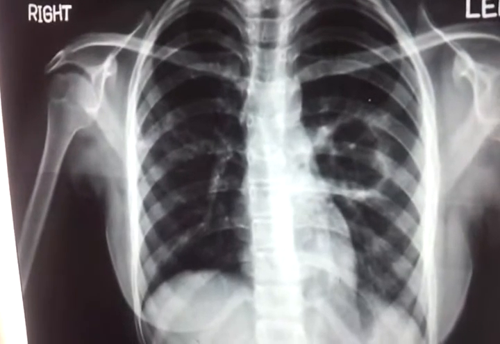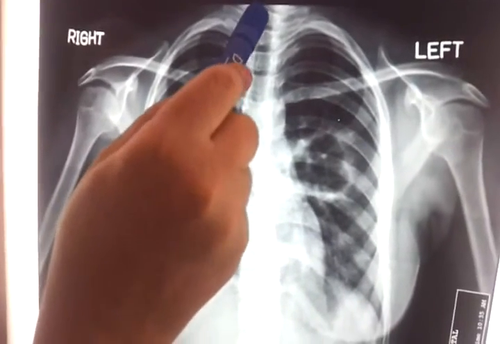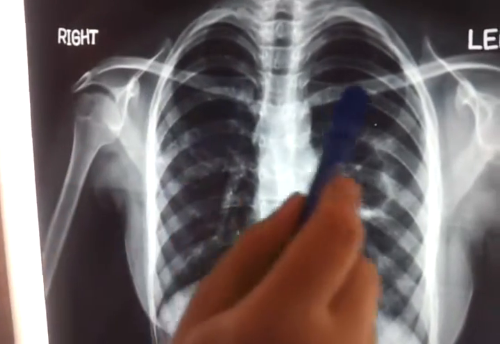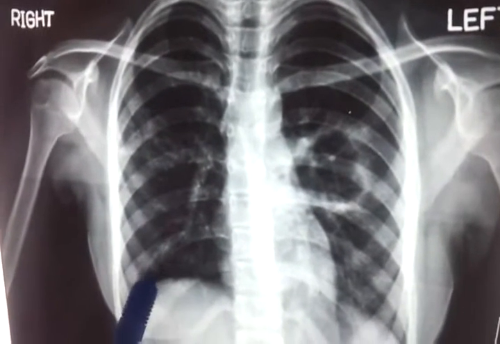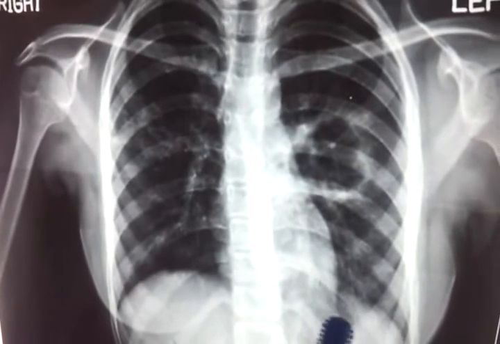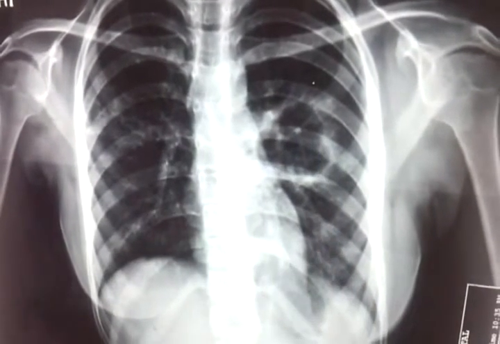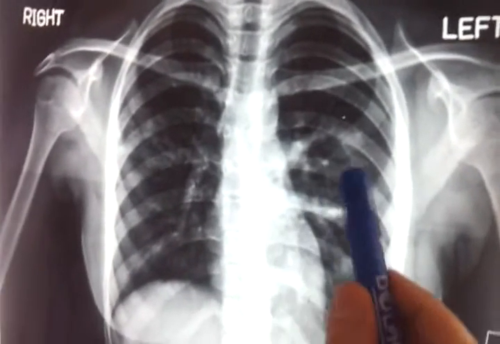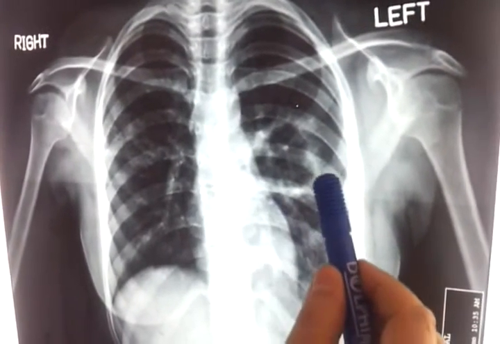As we said, either we go directly to the obvious lesion to describe it, or we go systematically. The trachea is central, the heart is normal, clavicle there, this is the upper zone, mid zone and lower zone, this is the breast shadow, and this is the gas of the stomach, this is the left diaphragm, and this is a big cavity, nearly 6 centimeter in diameter, an empty thin-walled cavity with tissue around it that is also inflamed.